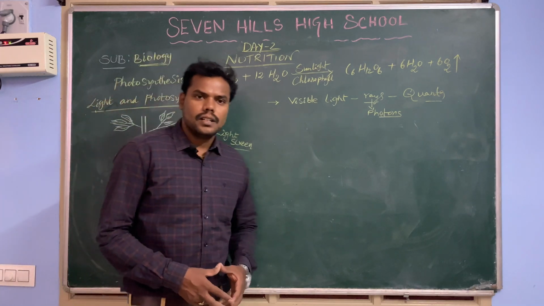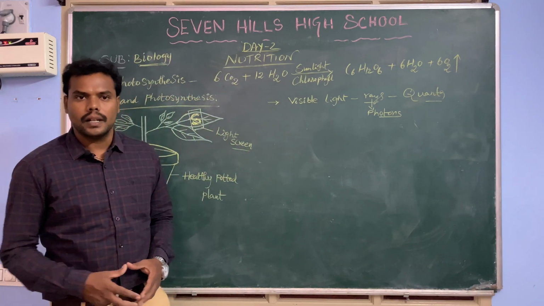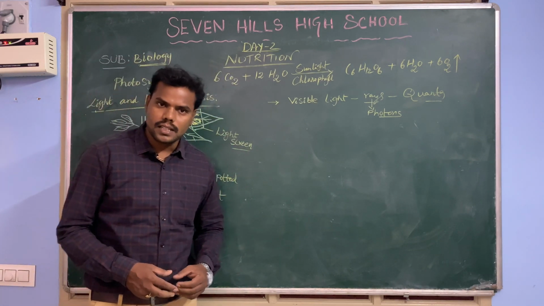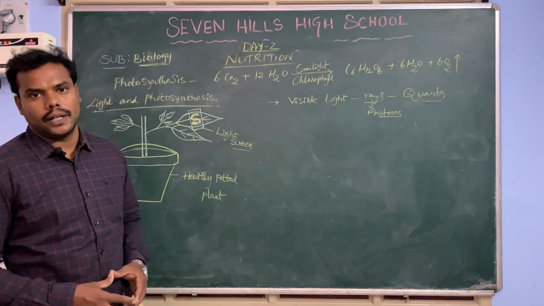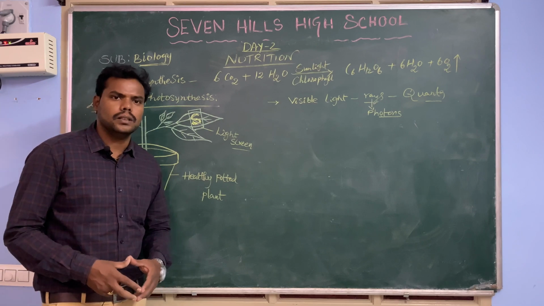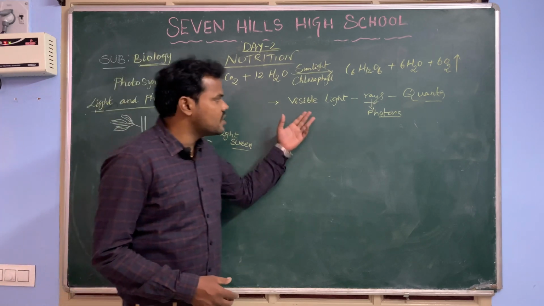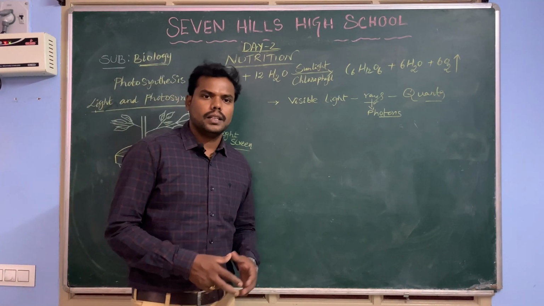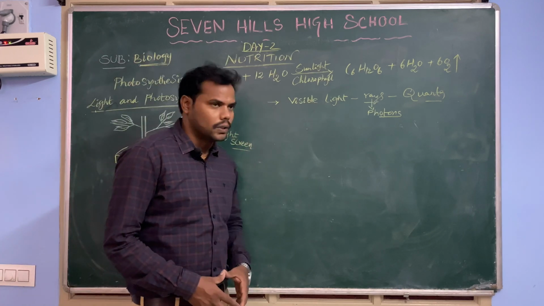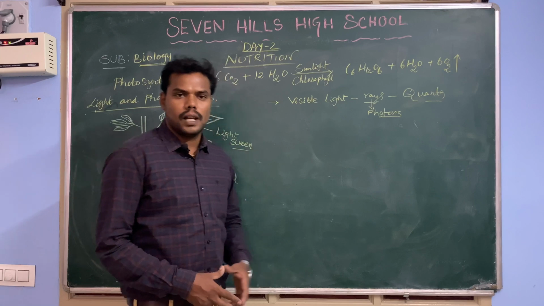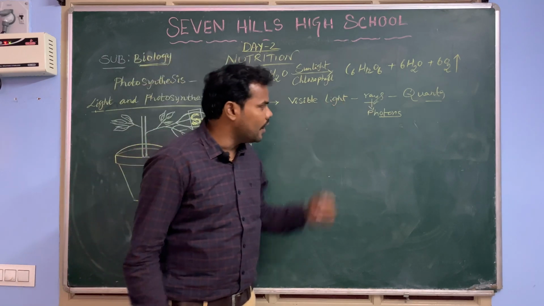We already studied that Jan Ingenhousz and Engelmann proved that oxygen is liberated during photosynthesis in the presence of sunlight only. Sunlight is visible light. We know that there are different types of rays. Among them we are going to study visible light, which is available in the form of rays.